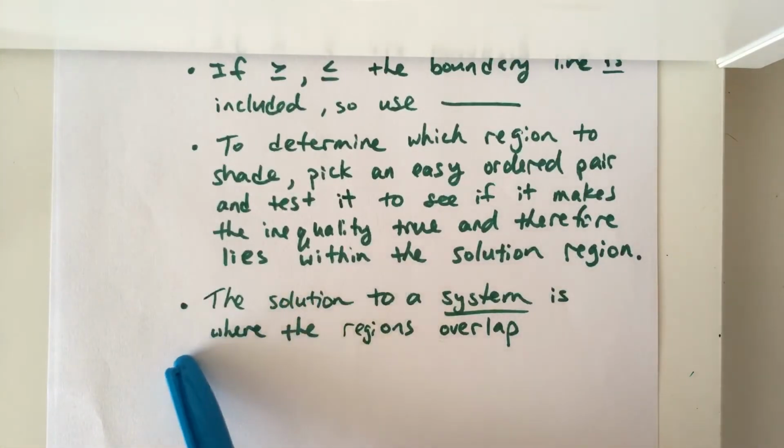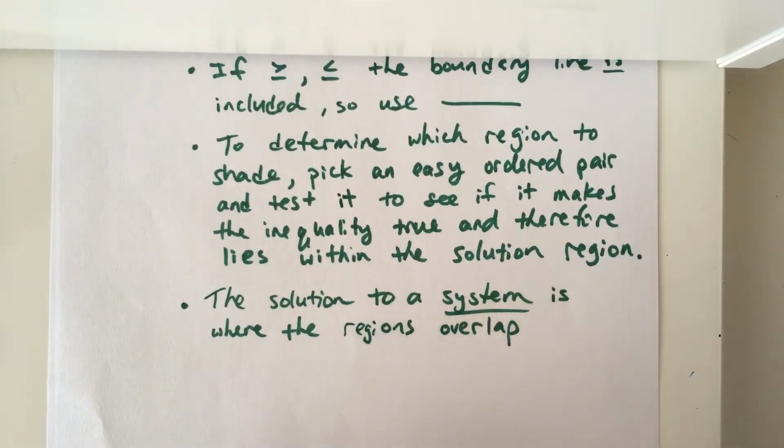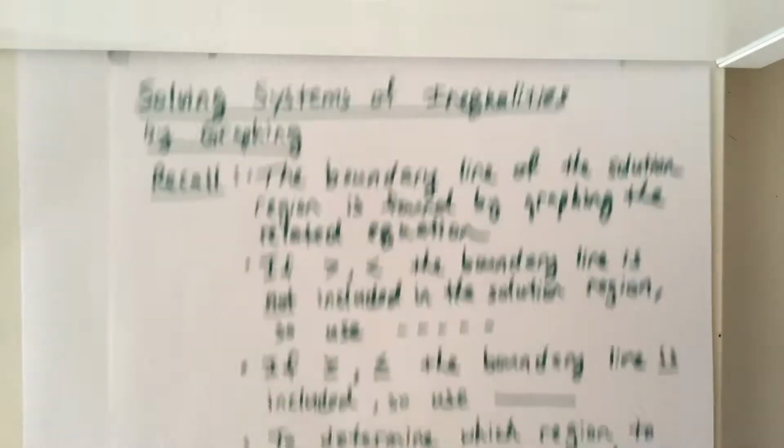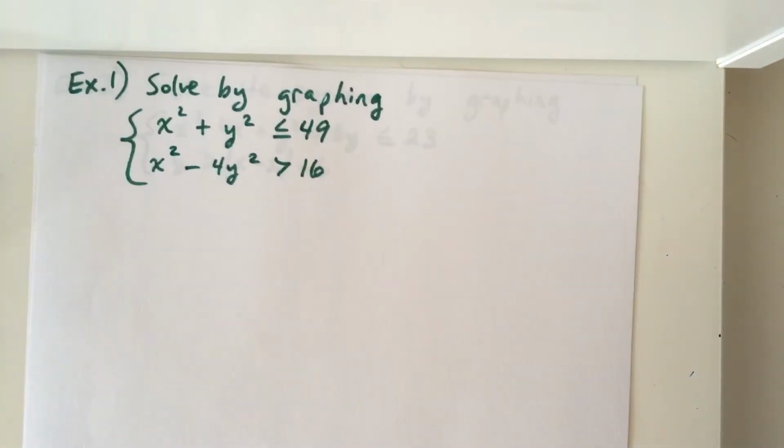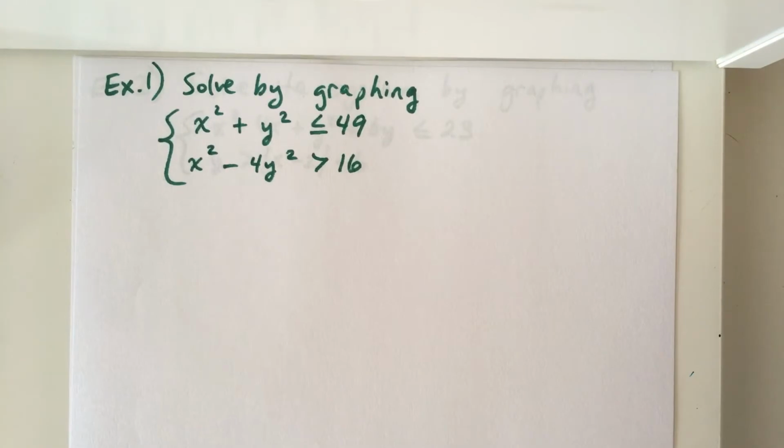In this section, we're going to look at systems of inequalities, and remember that systems just mean more than one at a time. So we're going to look at two or more at a time, and we're going to think about shading the region that overlaps. Let's take a look at this example. Our goal is to solve by graphing.